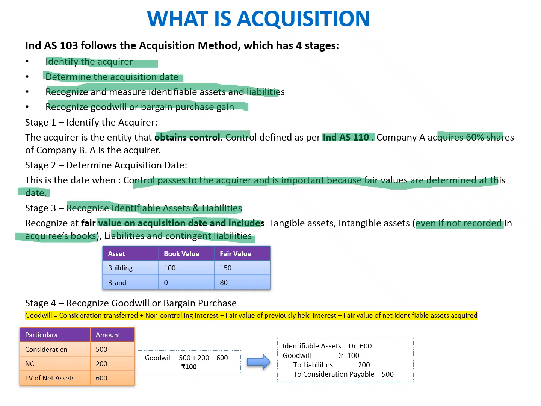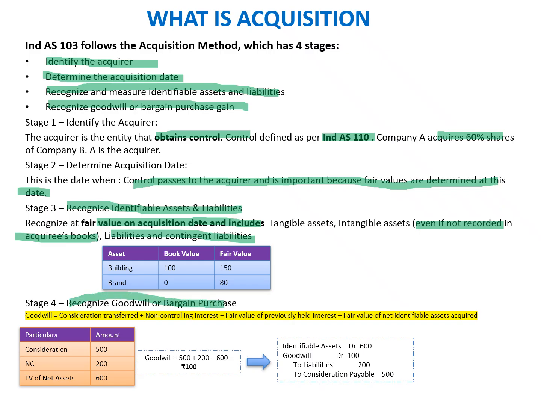So in an acquisition, an asset has been acquired with a book value of 100. The brand, because it is an internally generated brand, is not accounted for in the books of the acquiree, but once we are doing the acquisition, we can do the accounting for that, and it has a fair value of 80. The fair value of the building is 150. So the total acquisition price, the net value of the assets that has been acquired, is 150 plus 80, which is 230. Now, stage 4 is to recognize the goodwill or the bargain purchase.